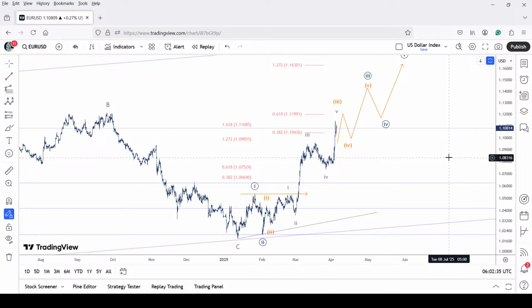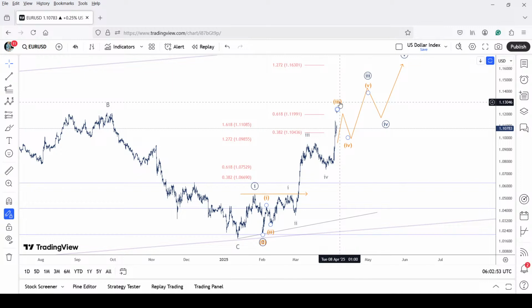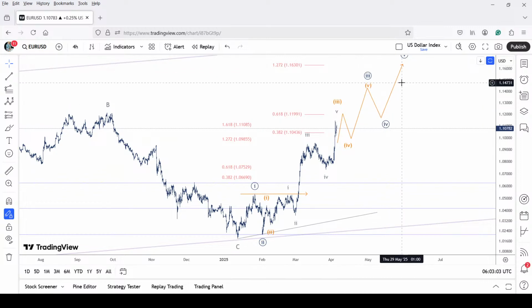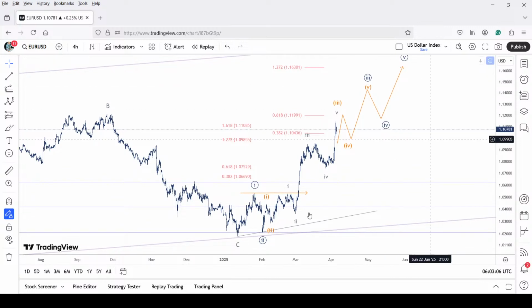Euro USD is extending its third wave at a minute degree right now, and it is in the last leg of the 5-wave rally. Sub-minute wave 5 is expected to terminate around 1.12. That would be minute wave 3, and then minute wave 4 and 5, which would finally complete the impulse wave, which began on 12th of January. Right there you can see it began on 12th of January.